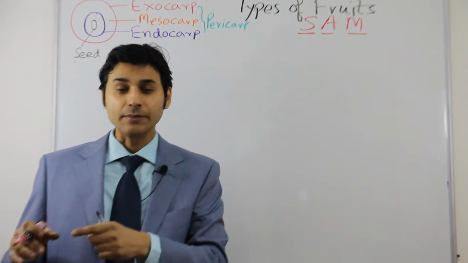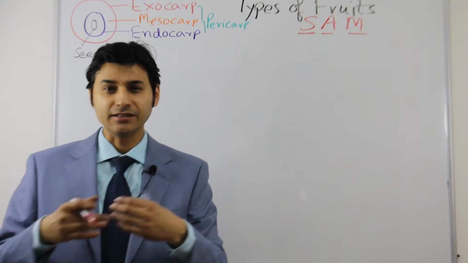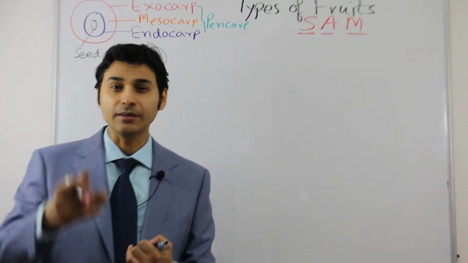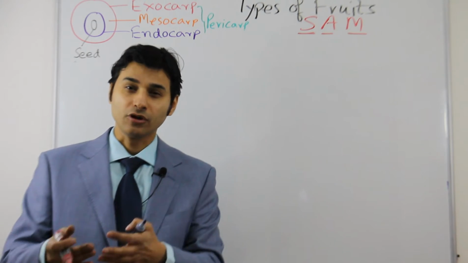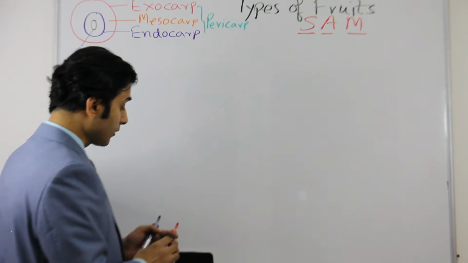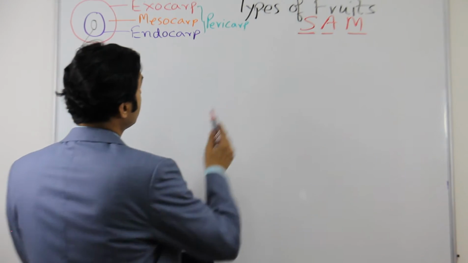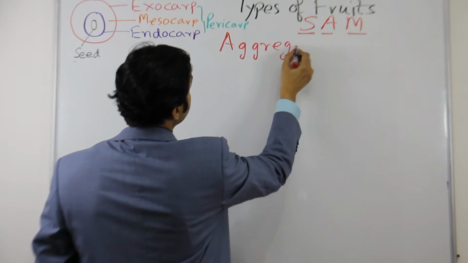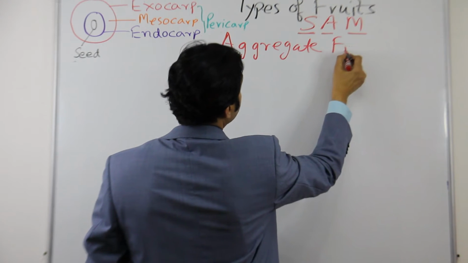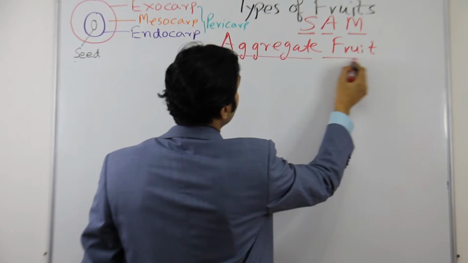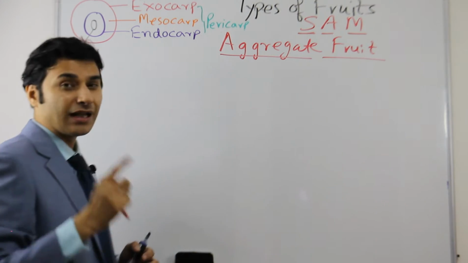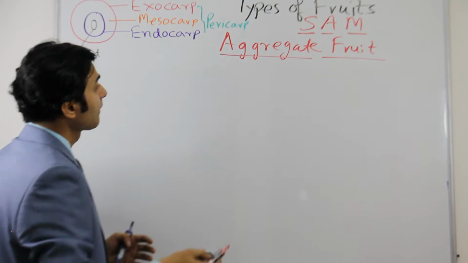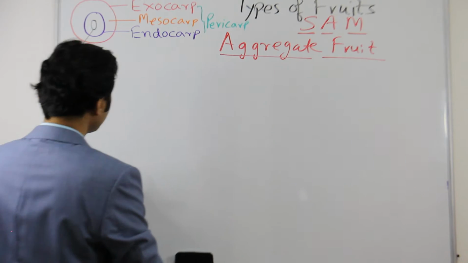Simple is of two types, fleshy and dry, and all those details, their types, all the examples and the simplest techniques of remembering all of them you can find in my previous videos on my channel. Now today's topic is about aggregate fruits. We are going to discuss the second type of fruit, which is aggregate fruit. Aggregate fruit is a type of fruit which develops from one flower but with many pistils which are free from each other.